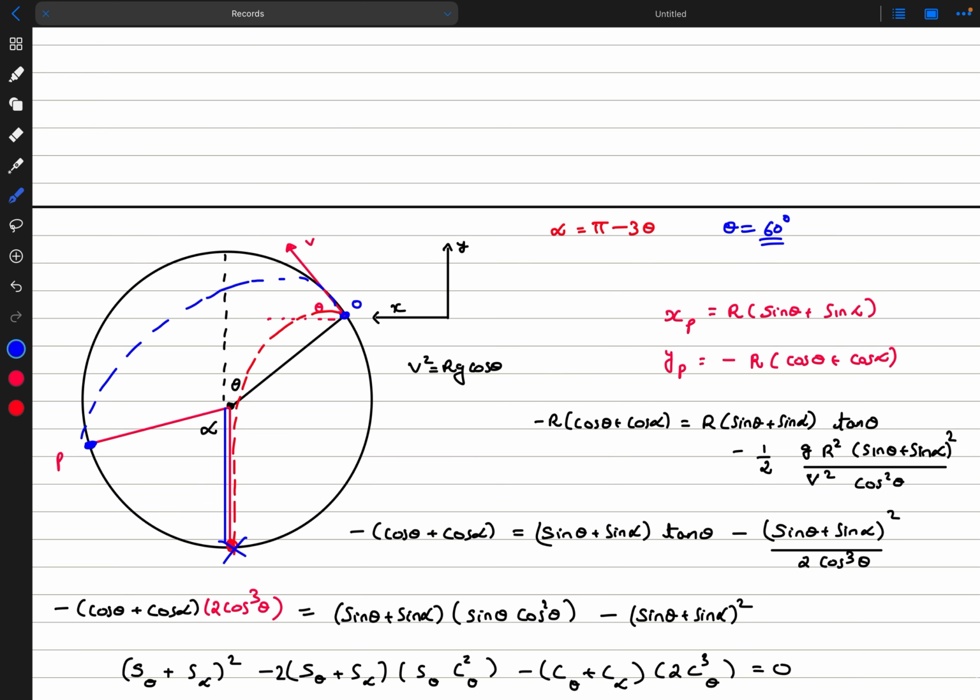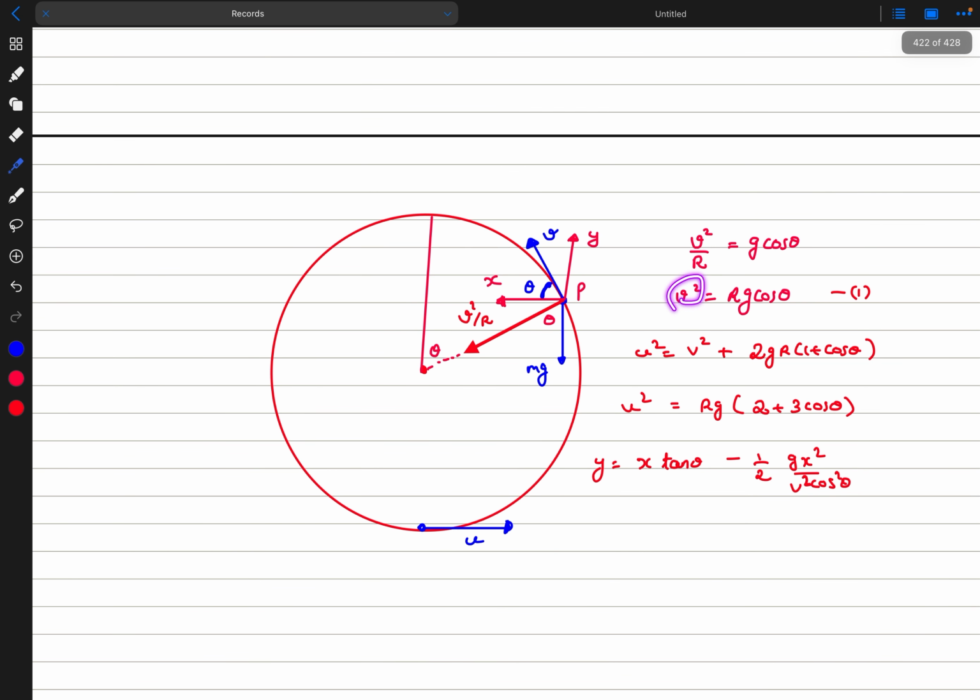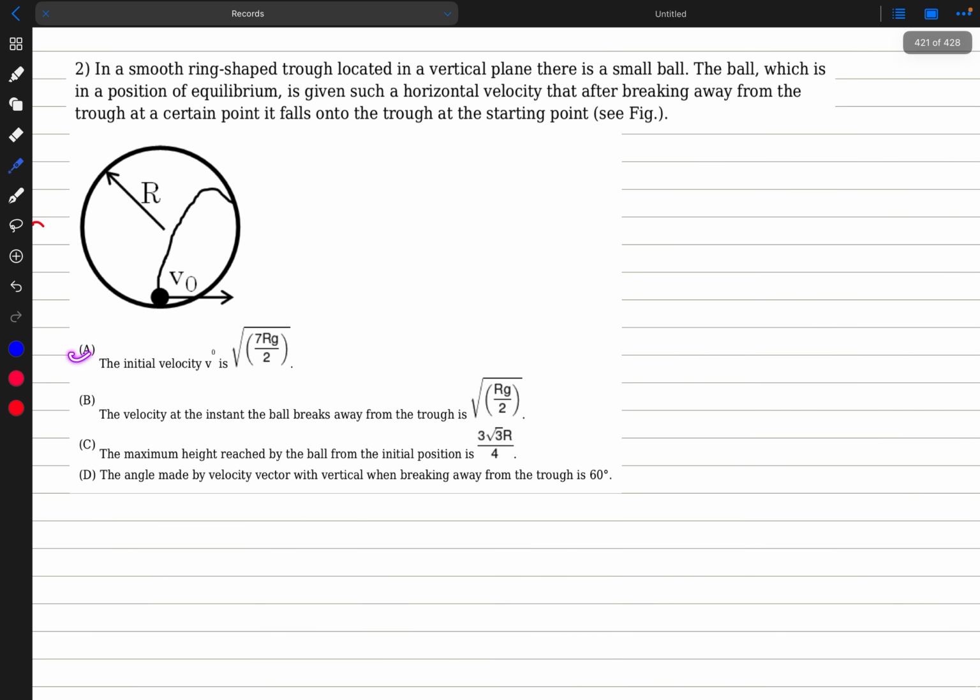Okay, so basically in the solution, they directly wrote it. If you have theta, you can find V, you can find U. What else did they ask? They wanted U, they wanted V, they wanted the maximum height.